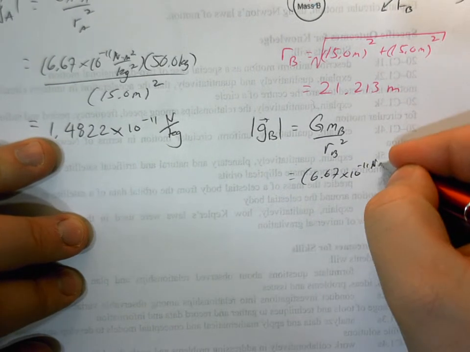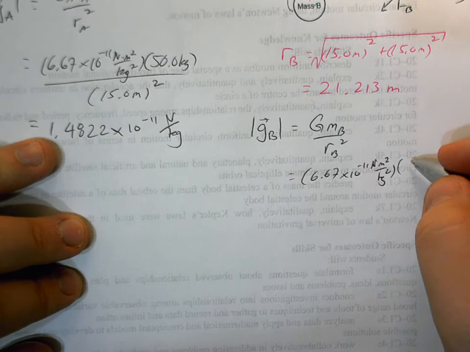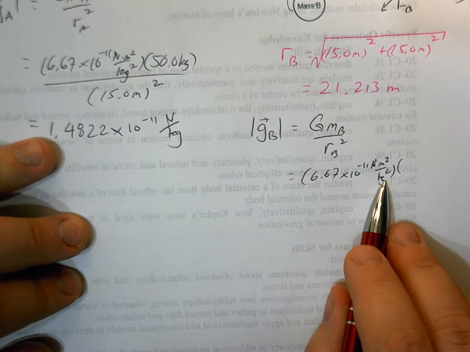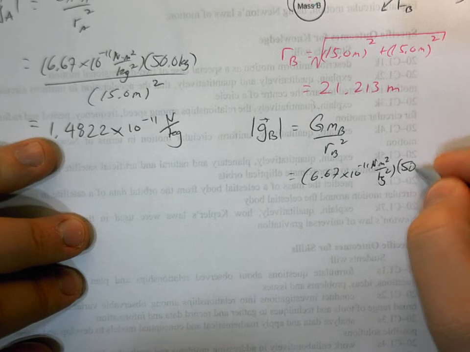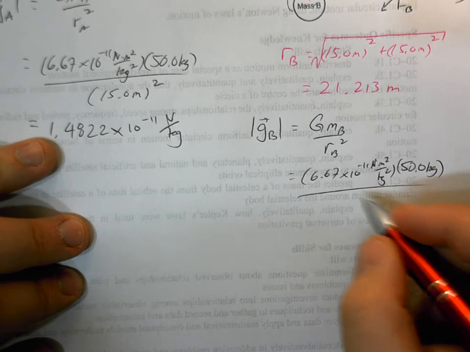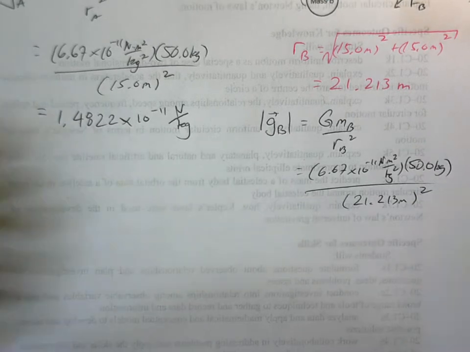So, writing out this 6.67 and all the units, a lot of work. As you can see, I'm kind of really struggling to write out my letters clearly, so I apologize about that in advance. And then we're going to divide that by that 21.213 meters squared.